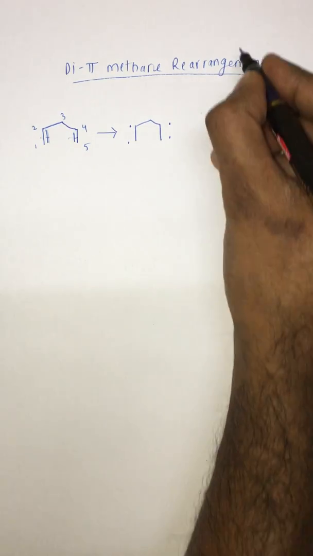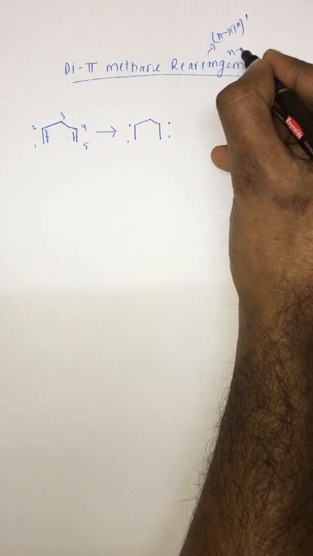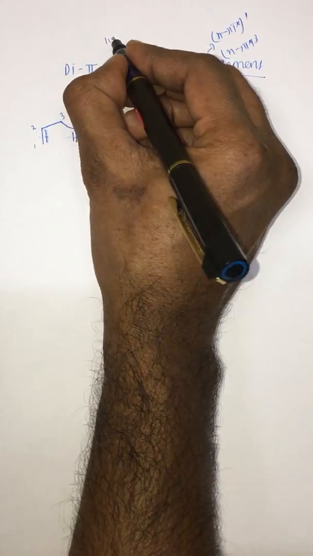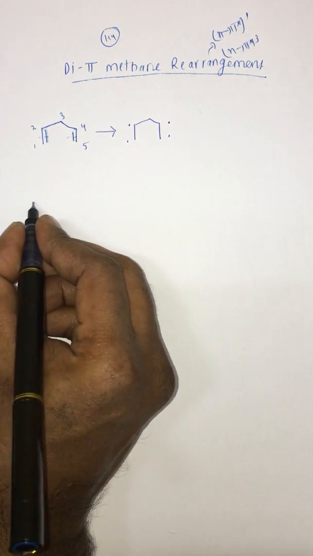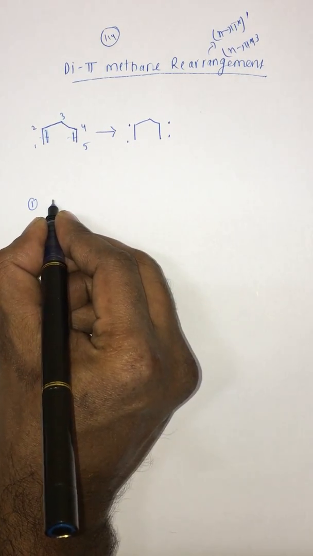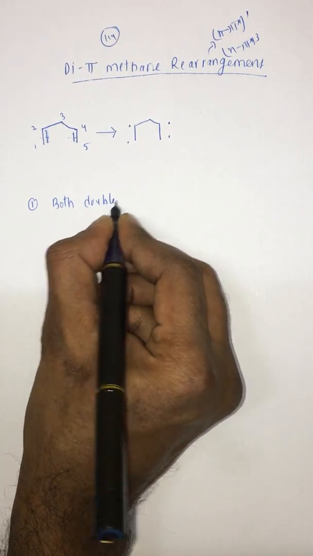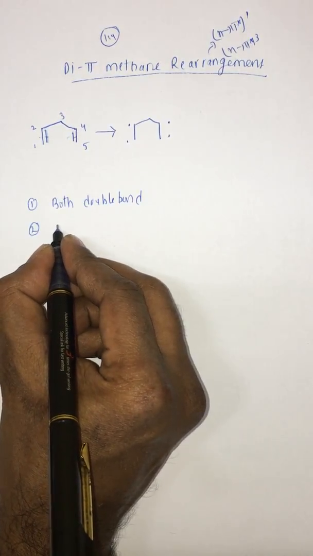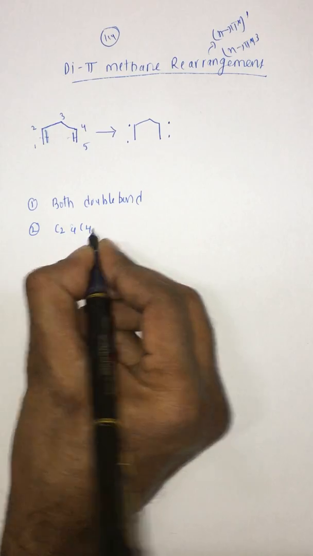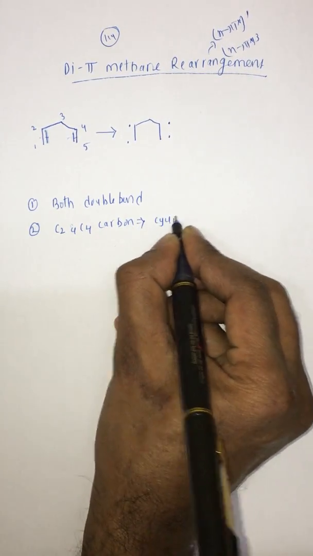This reaction can go through an nπ* singlet state as well as an nπ* triplet state, and all kinds of 1,4-dienes undergo this reaction. So the first step is breaking of both the double bonds, and the next step is bond formation between C2 and C4 carbon, so that it gives the cyclopropane derivative.